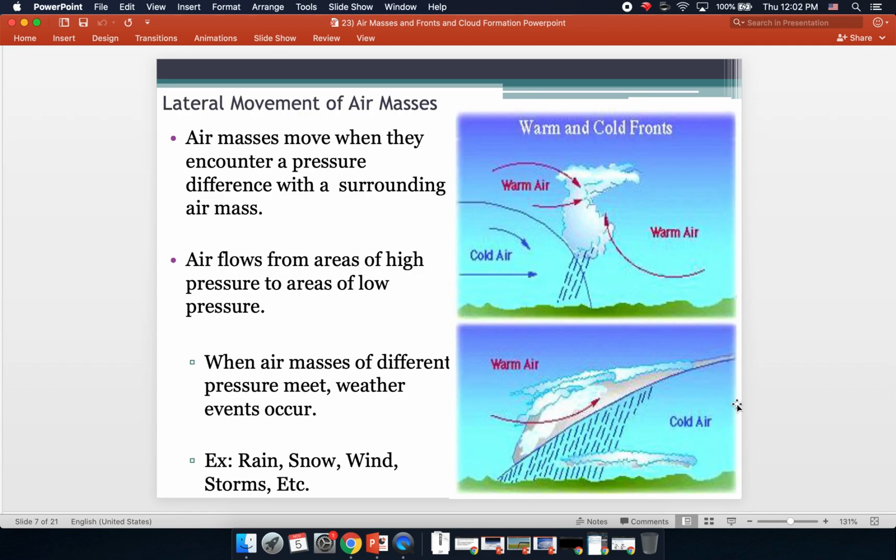All right, now let's talk about lateral movement of air masses. So we're talking about the movement of air masses across Earth's surface. Air masses move when they encounter a pressure difference with a surrounding air mass. Air flows from areas of high pressure to areas of low pressure.